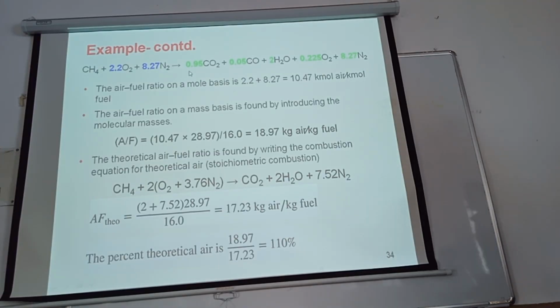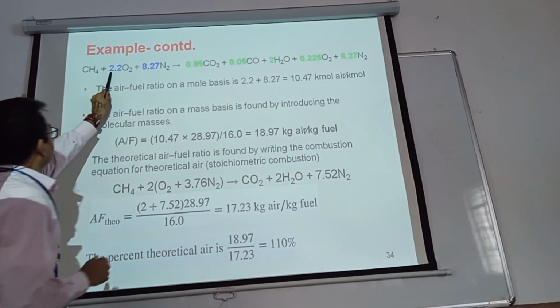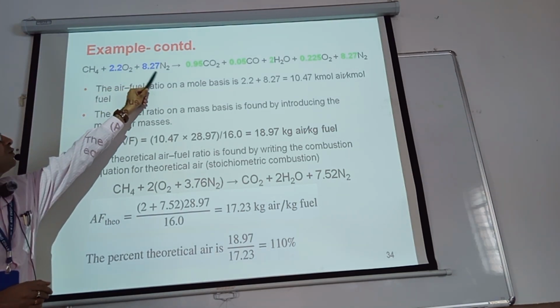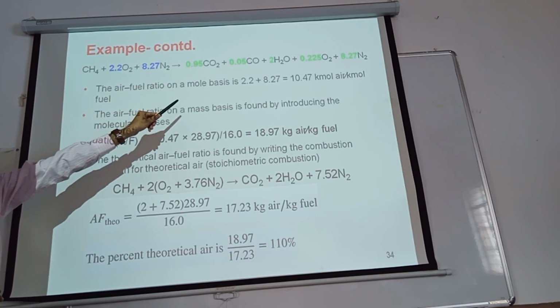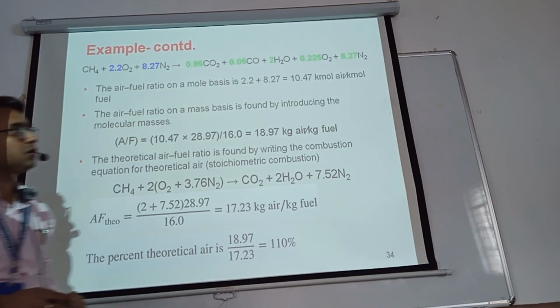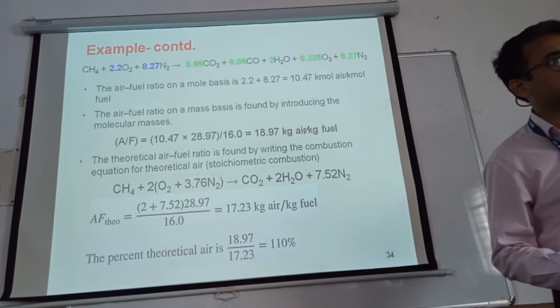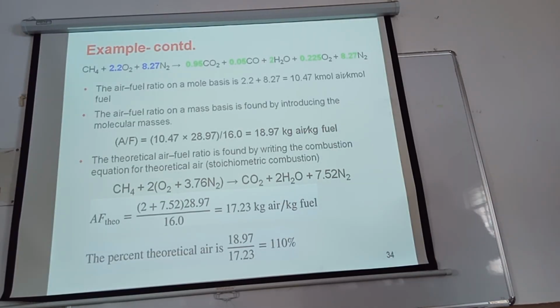So the air fuel ratio on a mole basis is this divided by this. So total 2.2 plus 8.27, divided by 1. That is equal to 8.47 kilomole of air plus 1 kilomole of fuel. That is the air fuel ratio on a mole basis.